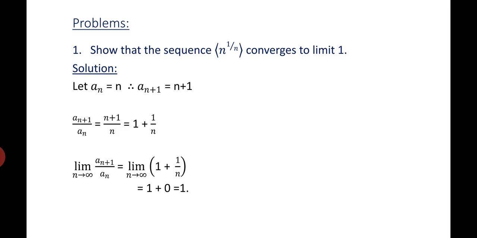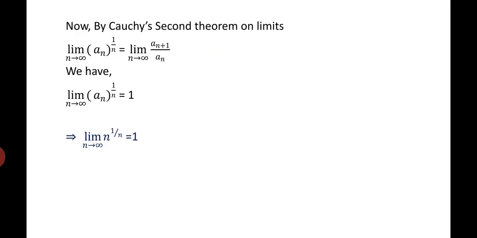When we split the denominator, I would be getting it as 1 plus 1 by n. Next, we would be taking limit n tends to infinity a_(n+1) divided by a_n. That gives us limit n tends to infinity 1 plus 1 by n. We get it as 1 plus 0, that is equal to 1.